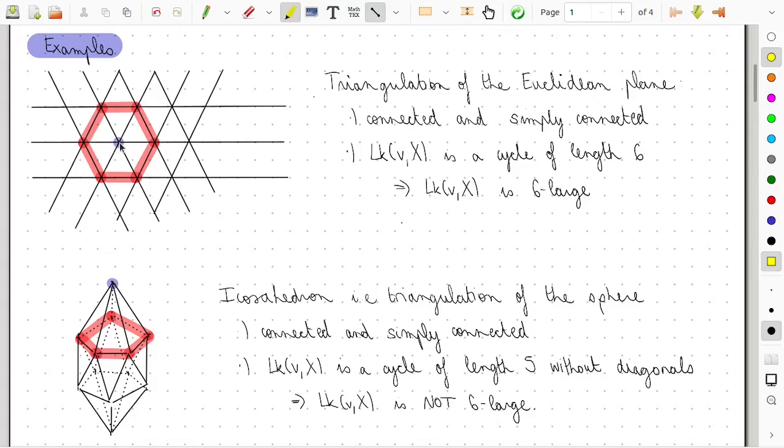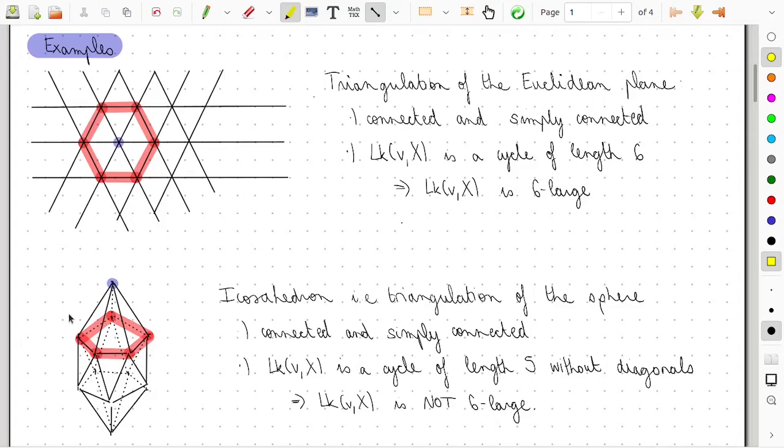As we said, since this is a flag complex, the link is spanned by the vertices adjacent to this blue vertex. So it is spanned by those red vertices. So the link of the blue vertex is this red subcomplex. This is a cycle of length 6. There are no embedded cycles of length 4 or 5, so the link of any vertex is 6-large. Hence, the triangulation of the Euclidean plane is systolic.